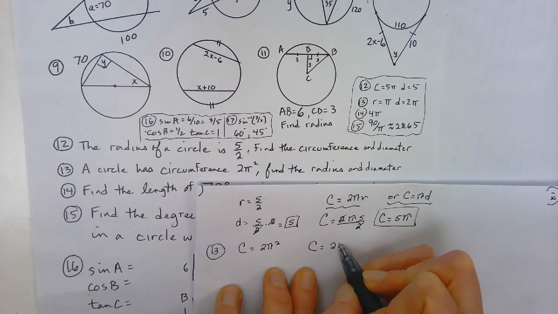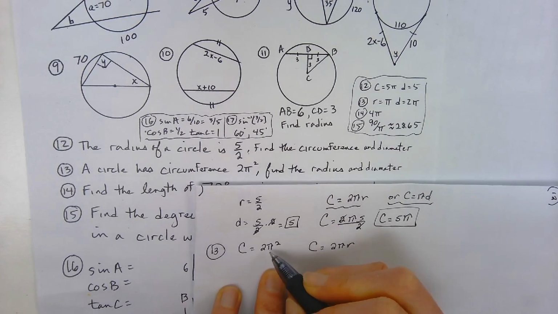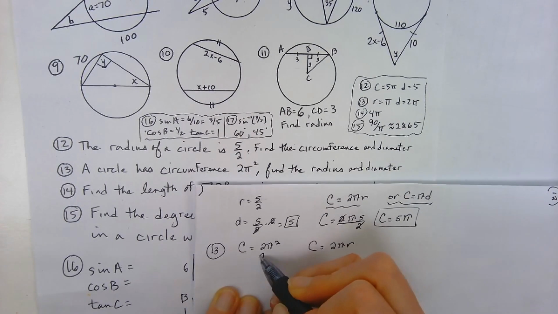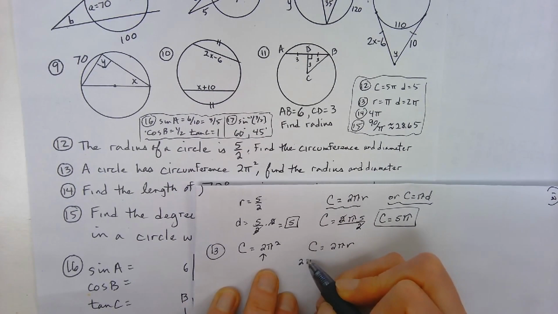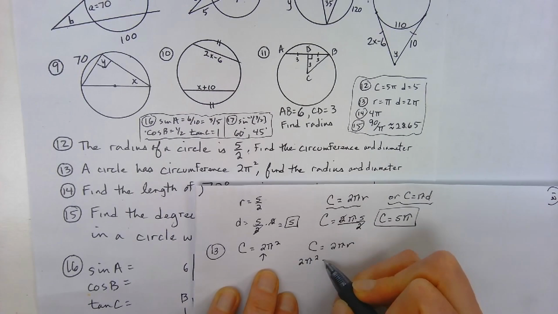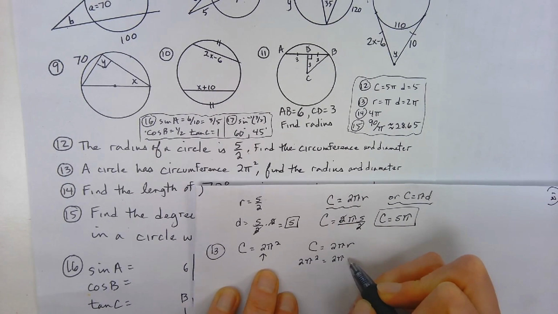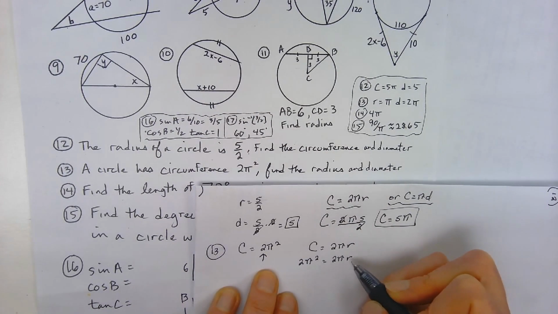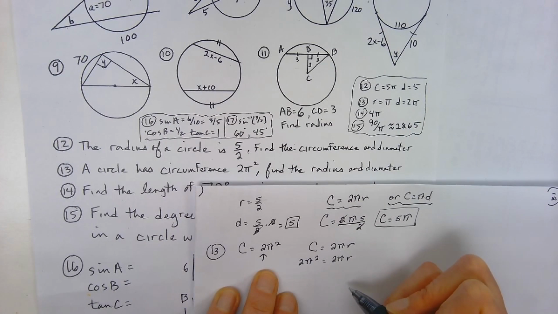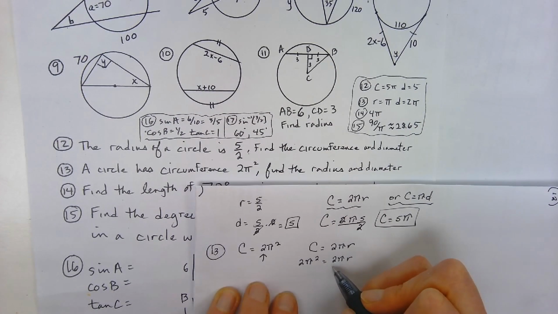C equals 2 pi times r. My circumference has been given to be 2 pi squared. So that's equal to 2 pi times r. And I'm asked to find r. To find r, I'll divide both sides by 2 pi.